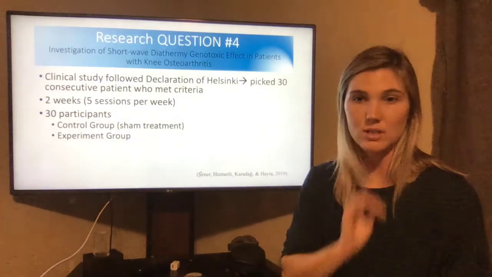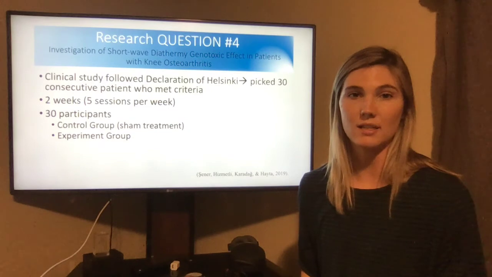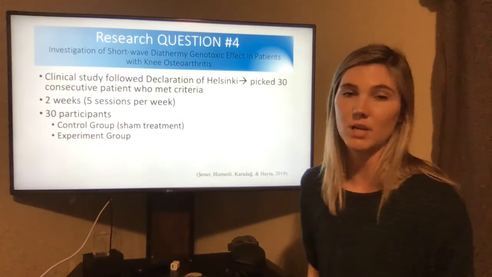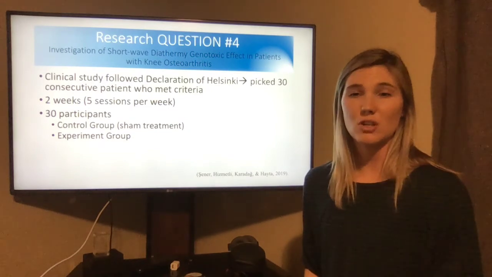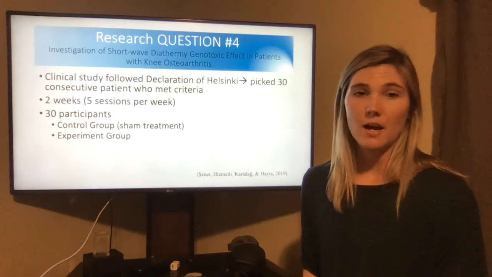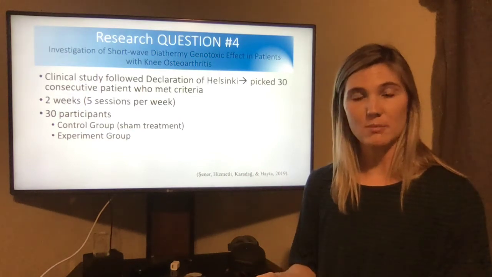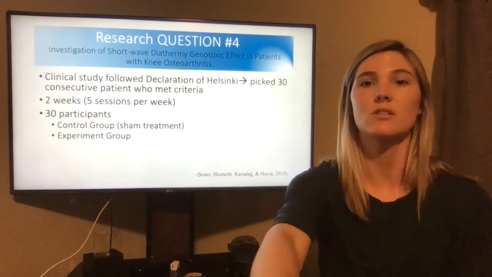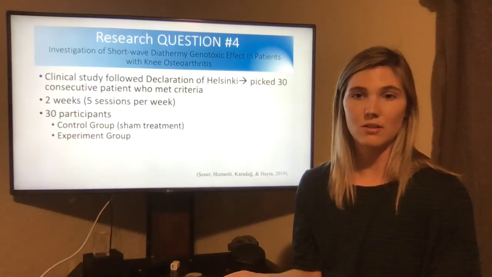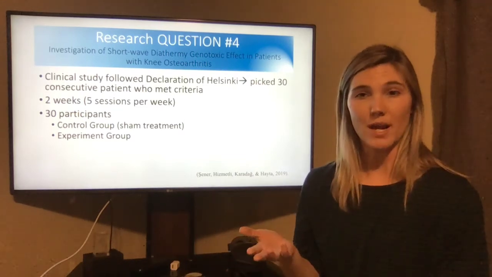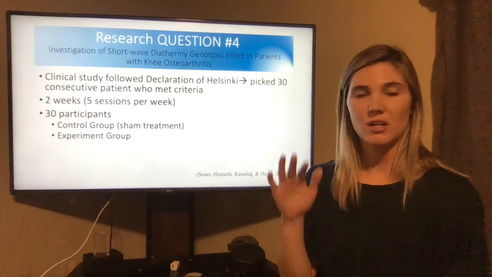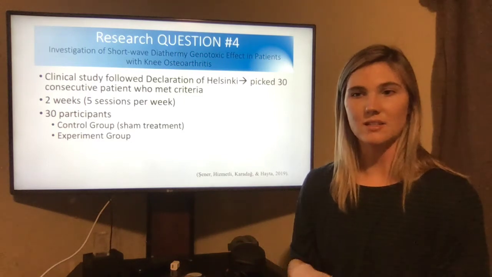Finally, the last research I did was looking at shortwave diathermy genotoxic effects in patients with knee osteoarthritis. I'm just going to go through this one really quick, just to give you a feel of what it was about. I did this study because I was interested in the safety of shortwave diathermy, so even though it was not a randomized study, it was pretty well done and clear of what they did. So it was a clinical study.